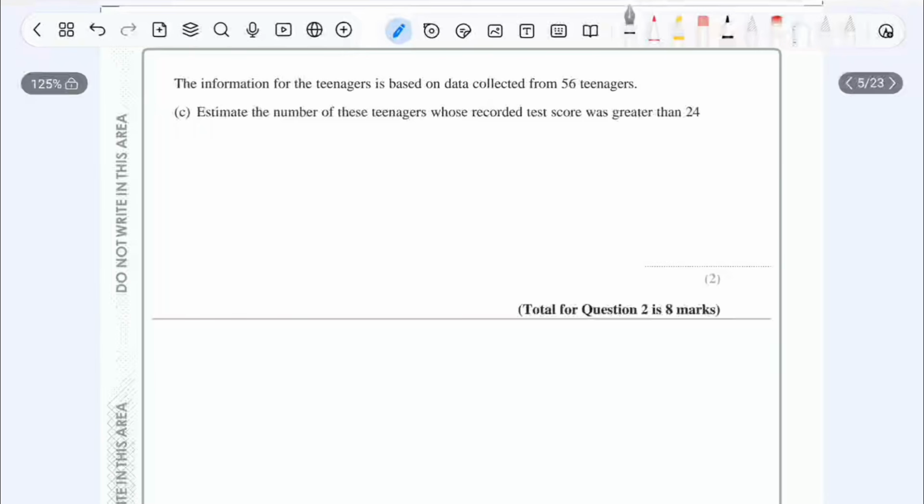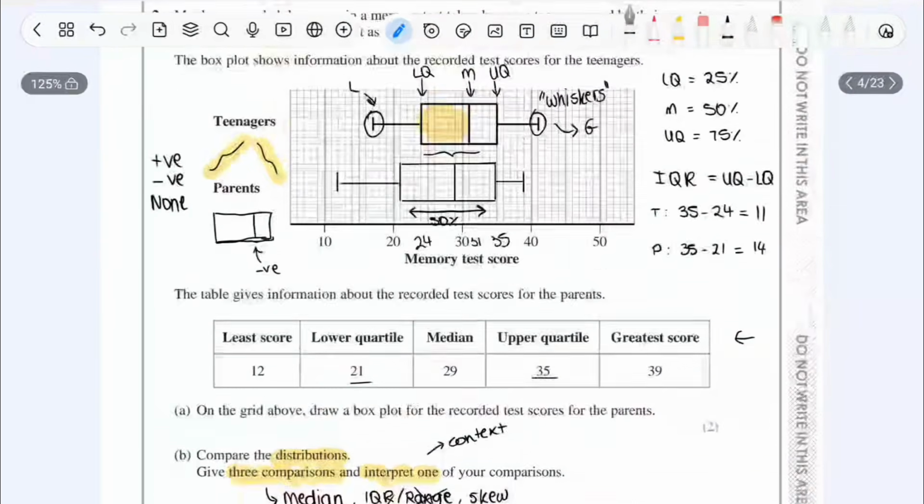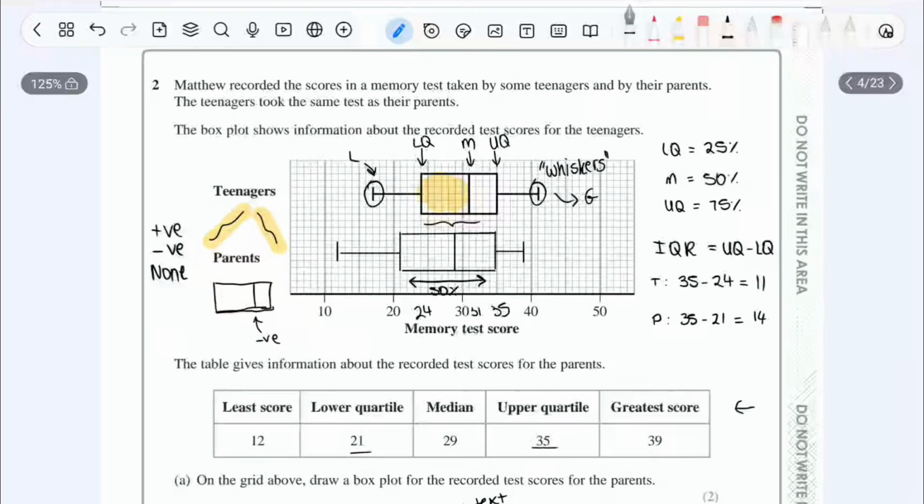Part C. The information for the teenagers is based on data collected from 56 teenagers. Estimate the number of these teenagers whose recorded test score was greater than 24. Okay, it wants to give us an estimate for the number which was greater than 24. So we're looking at the teenagers box plot here.